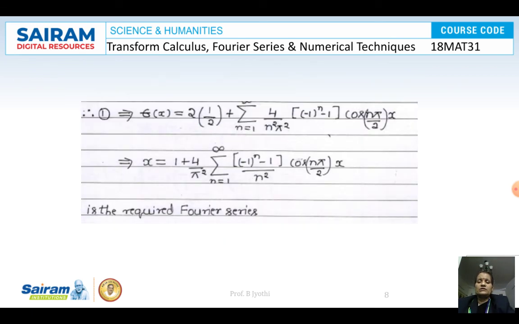Okay, so a0 and an are substituted. The a0 value was 2, so a0 by 2 is 1, and an is 4 divided by n squared pi square of (minus 1 power n minus 1) into cos n pi by 2 of x, and f of x is substituted on the left hand side. This is the required Fourier cosine series.